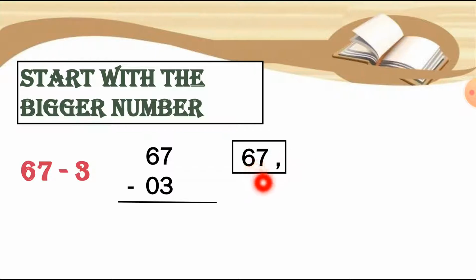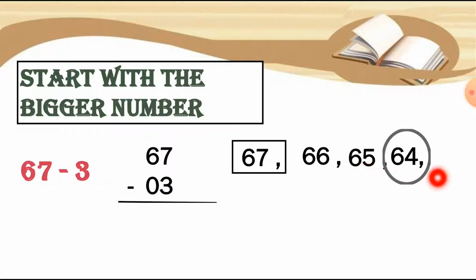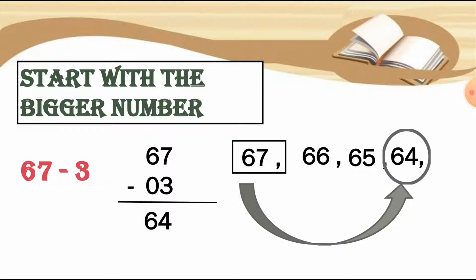So before 67 the number 66 comes. Before 66 the number 65 comes, and before 65 the number 64 comes. So 3 steps are complete, 1, 2, 3. So 64 is our answer because this is at the 3rd step. So we can write down the answer here, 67 minus 3 is equal to 64. This way we can count backward to subtract the number easily.